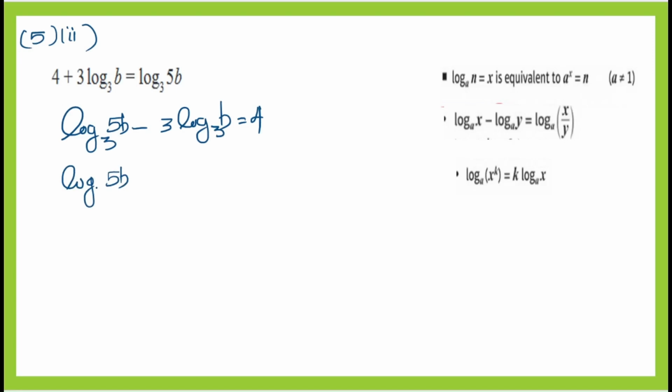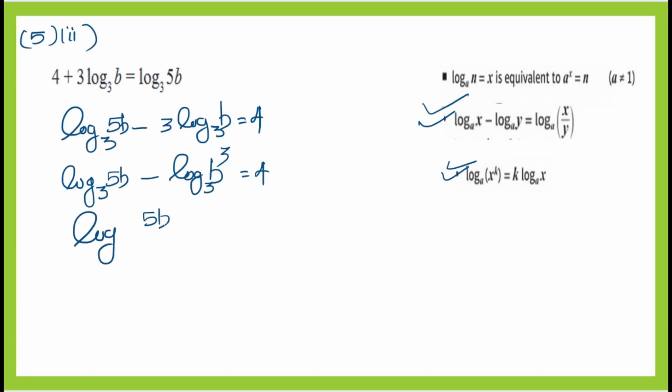Log 5b to the base 3 minus, now rewrite 3 log b using this law, that is log b cube to the base 3 equals 4. And again rewrite log 5b minus log b cube using this law. Then log 5b by b cube to the base 3 equals 4.